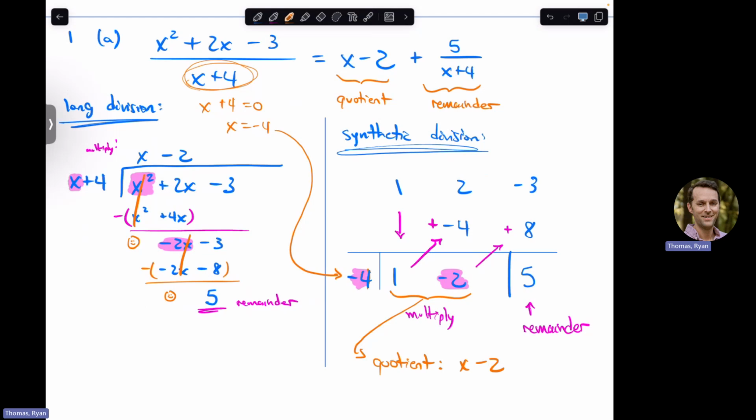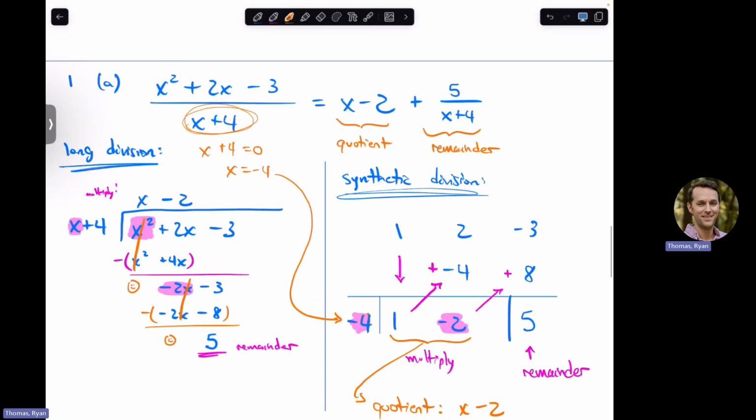Sure. I mean, you might not love it, but if you took this whole thing and multiplied by x plus 4, you should get this back. So you would distribute this thing through, a FOIL type expansion thing, and you should end up back with that. That's how you would check. Okay. Whew.